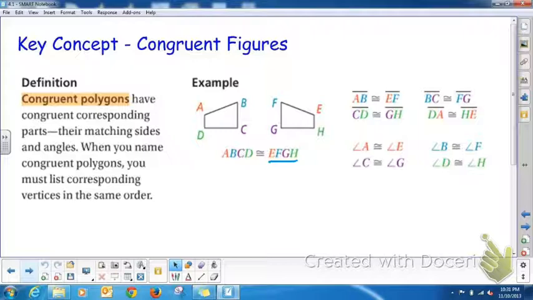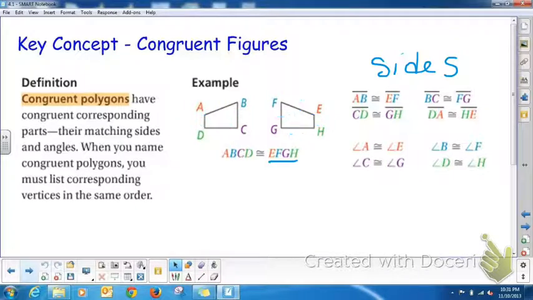When we name all of the corresponding congruent sides, these are the sides. Segment AB is congruent to segment EF. Segment BC is congruent to segment FG. Segment CD is congruent to segment GH, and segment AD is congruent to segment EH. So 1 matches to 1, 2 to 2, 3 to 3, 4 to 4.